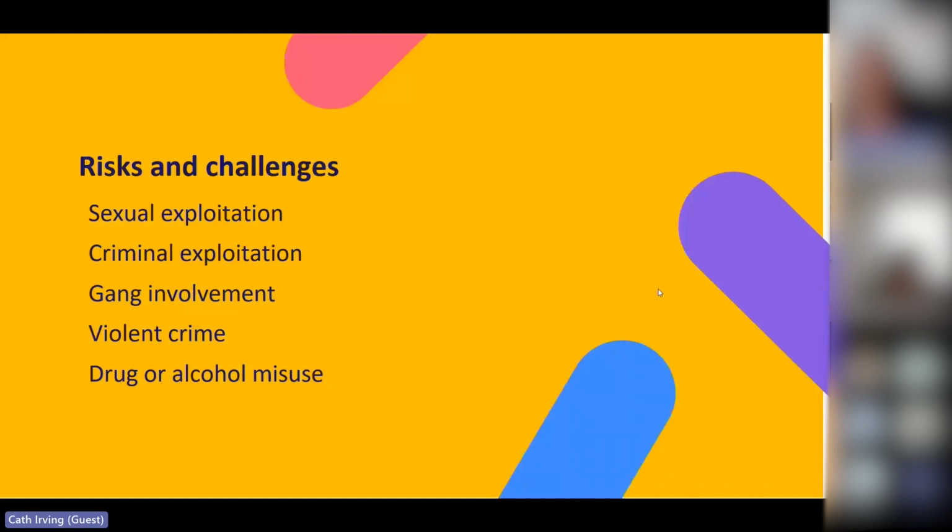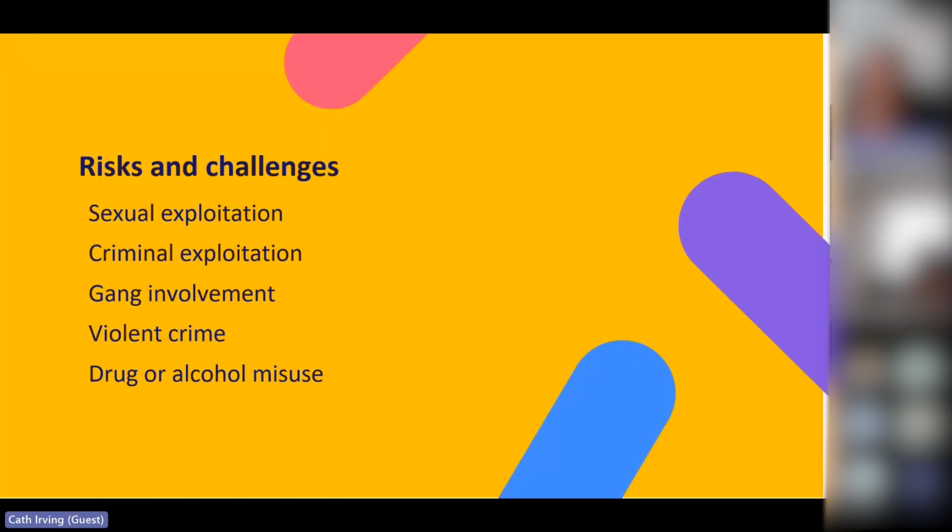You need to remember that young people aged 16 and 17 are still children, and when children run away or go missing, they are at increased risk of experiencing things such as sexual exploitation, criminal exploitation, gang involvement, violent crime, drug and alcohol misuse. And research tells us that looked after children are particularly vulnerable to going missing and particularly vulnerable to being exploited.